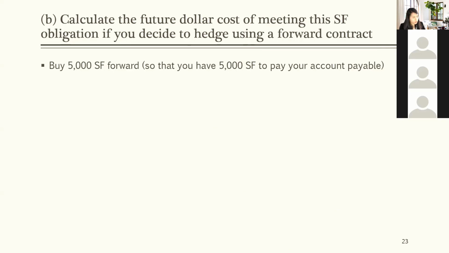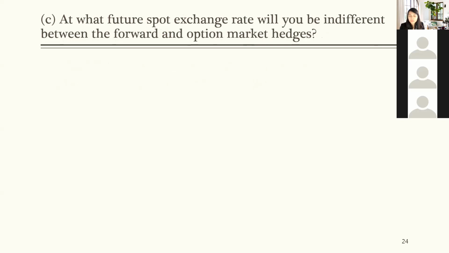All right, question B, we have done that before. Question C is a little bit tricky. The question asks, what would the future spot exchange rate be if you are going to be indifferent between the forward and the option market hedge? So what would ST be if the two hedging tools provide the same outcome?